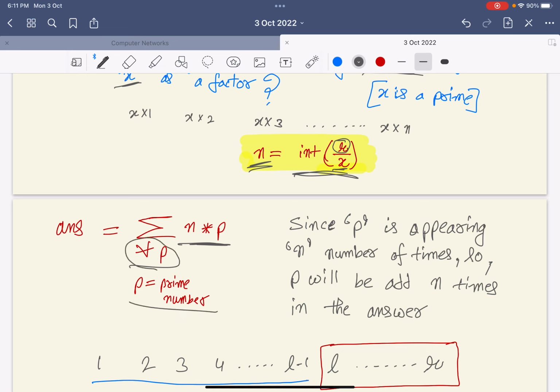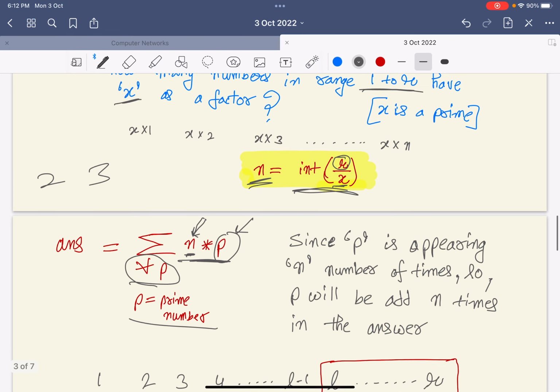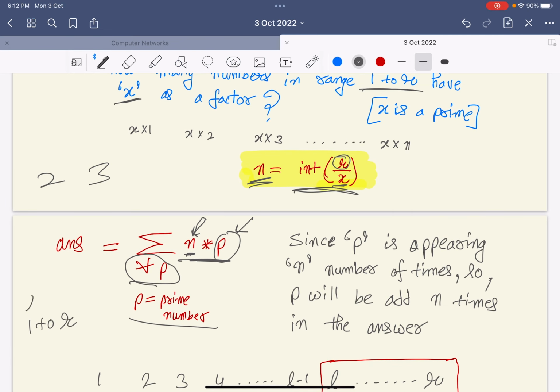So what I'll do, I iterate over all prime numbers. I start with 2. 2 is a prime number, and then I'll check how many times 2 is appearing. So if I find 2 is appearing n times, I have to add that prime number p n times in my answer. Then I go for 3. How many times is 3 appearing in the whole series? So I find n corresponding to 3, and then I add 3 that many times. Okay, so that will be the answer for the range 1 to R if L is given as 1.